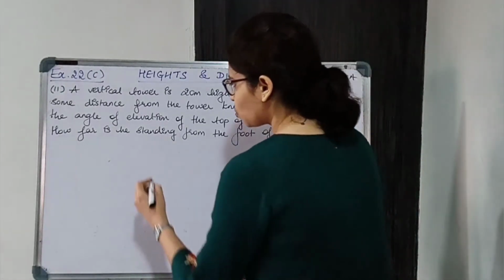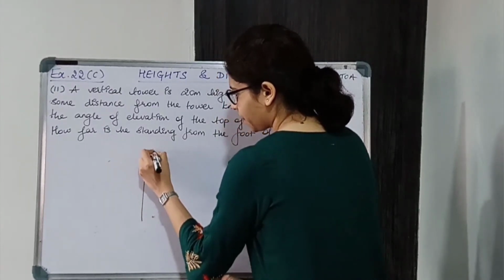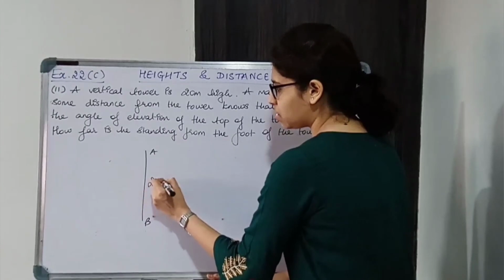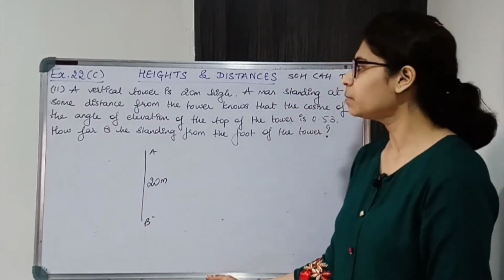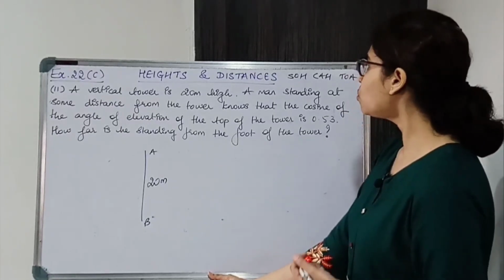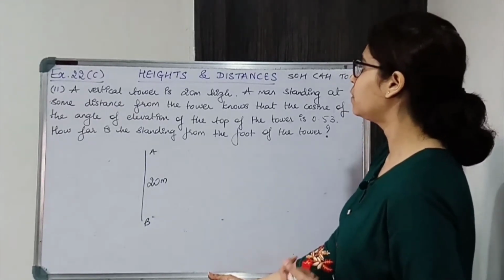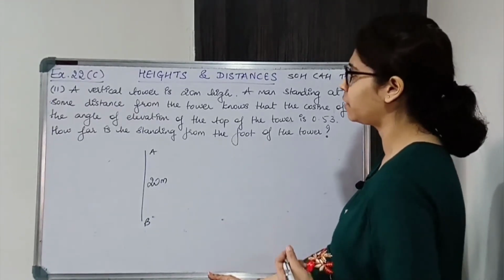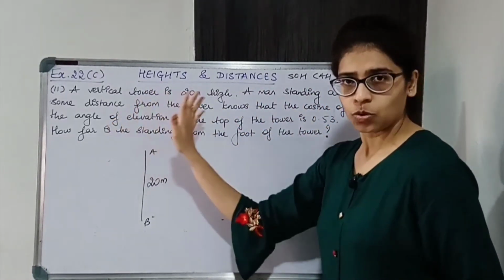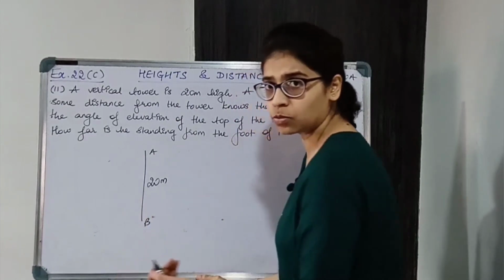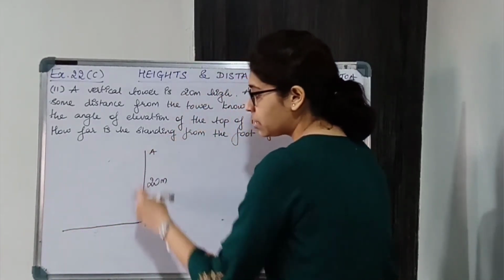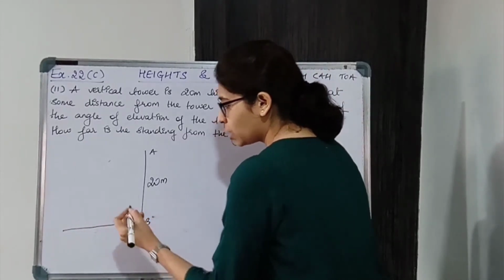Okay. So let's say there is a tower AB. Okay. Height of the tower is 20 meters. So AB is 20 meters. Okay. A man standing at some distance from the tower knows that the cosine of the angle of elevation of the top of the tower is 0.53. Forget this part. He is standing at some distance. Okay. So there is a man standing on the ground. So this is the tower. This will be the ground. This is vertical. This is horizontal. So the angle will be 90 degrees.